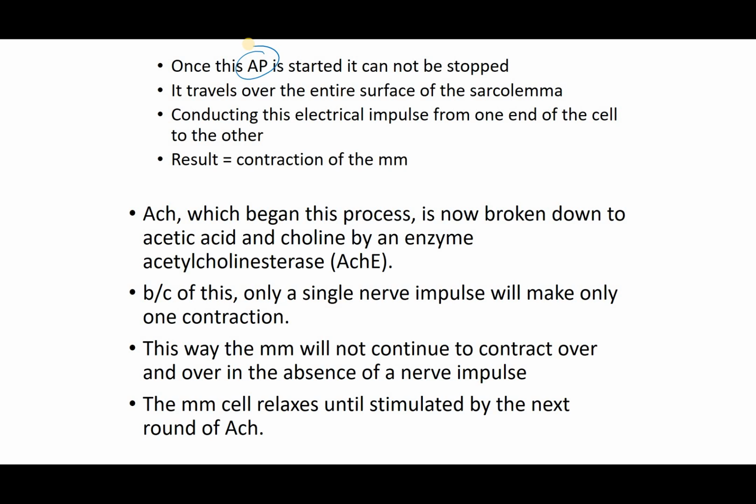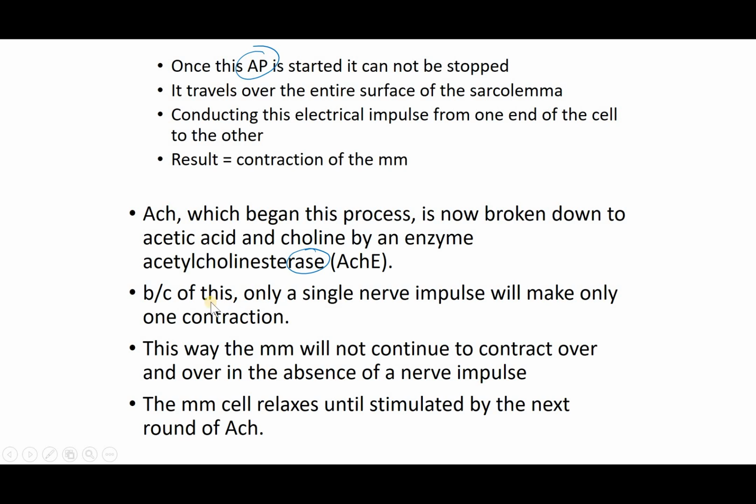Acetylcholine, which began this process, remember this is a neurotransmitter, is now broken down. It's been used, it's been sent across the synaptic cleft, it's done its job, it's hit the receptors. It is now broken down into its acetic acid and choline components by the enzyme acetylcholinesterase. Any word that ends in ACE is letting you know it is an enzyme. And remember, an enzyme is a catalyst, which means it speeds up a reaction.